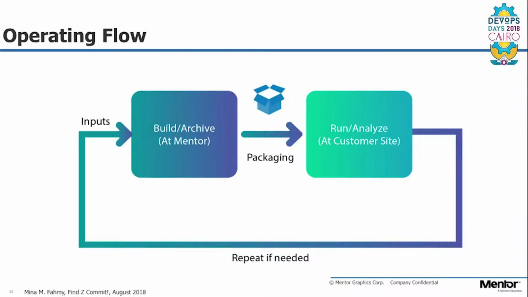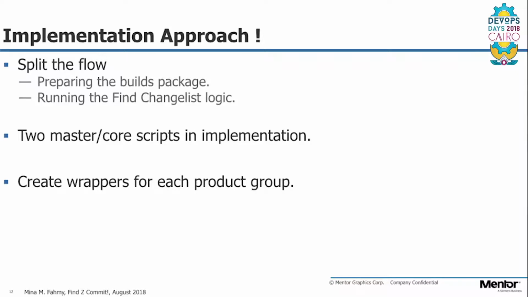As a high-level overview, this solution will have two main phases or stages. The first is the build and archive phase, which is done at Mentor side. And then the second is the run and analyze phase, which will be run on the customer side. These two stages could be repeated multiple iterations if needed, and I will talk more about this repetition need later. From the implementation view, this will correspond to two master or core scripts in the implementation, and also will create wrappers for each product group based on need, and I will talk more about wrappers in a minute.